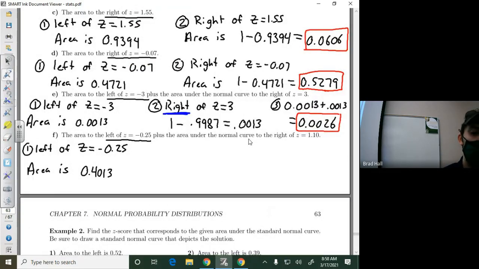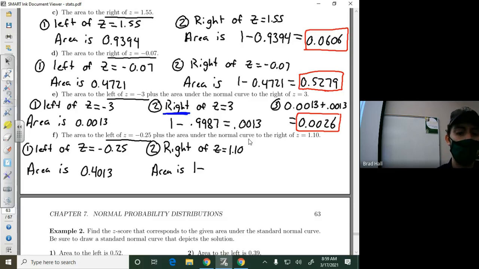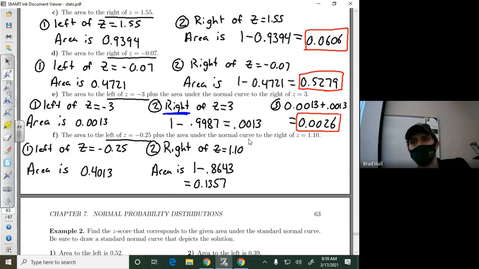Did someone already figure it out for the next one? Yeah, it's 0.1357. I guess for completion, did you figure out what it was before? Yeah, it was right here. 0.8643. 8613 or 43? 43. 43, gotcha. And then what was the final answer one more time? 0.1357.